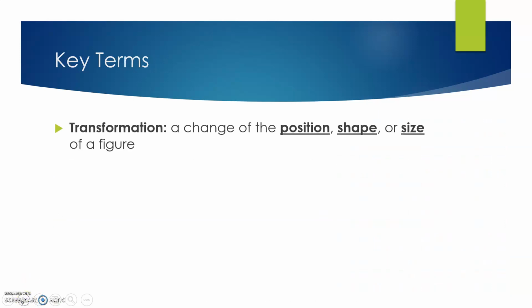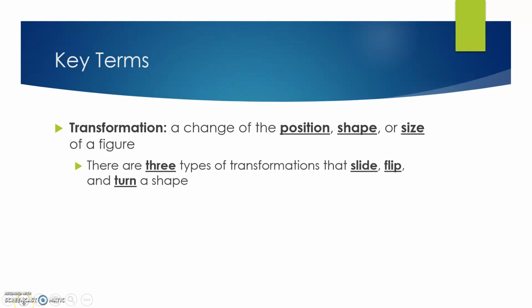So first things first, we've got some key terms to look at. A transformation is a very generic term for what we're going to be doing over the next 3 days. It's a change of the position, shape, or size of a figure. So there are 3 types of transformations. They slide things, so they might pick up something and move it to the right, or move it down, or move it back to the left. It could flip it, so that would be like a mirror image, or it could turn a shape, and that would be a rotation.